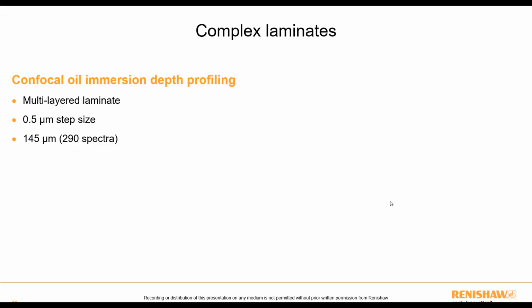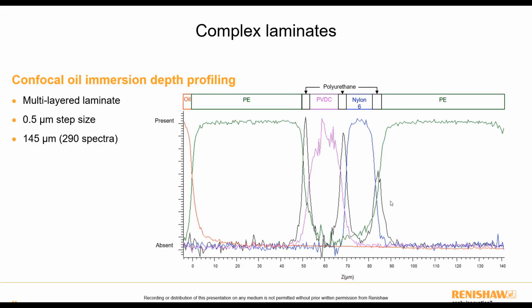So here we've got quite a complex laminate. I've used a 0.5 micron step size, and this has given us 290 spectra. So on this x-axis here, 0 is the surface of the material, and as we go to the right, we're basically moving that material up through that point, and that represents the distance that we've traveled. So above the surface, we've got our oil. I've got this schematic at the top here to help clarify these profiles.